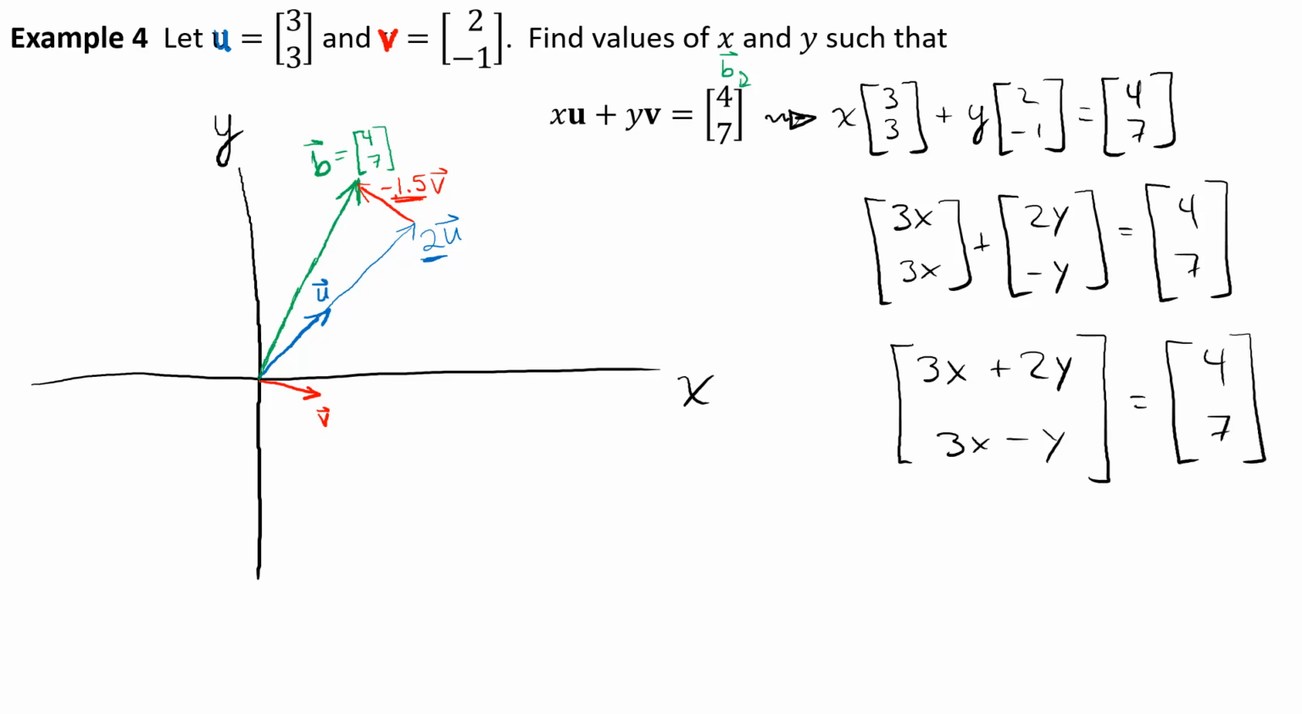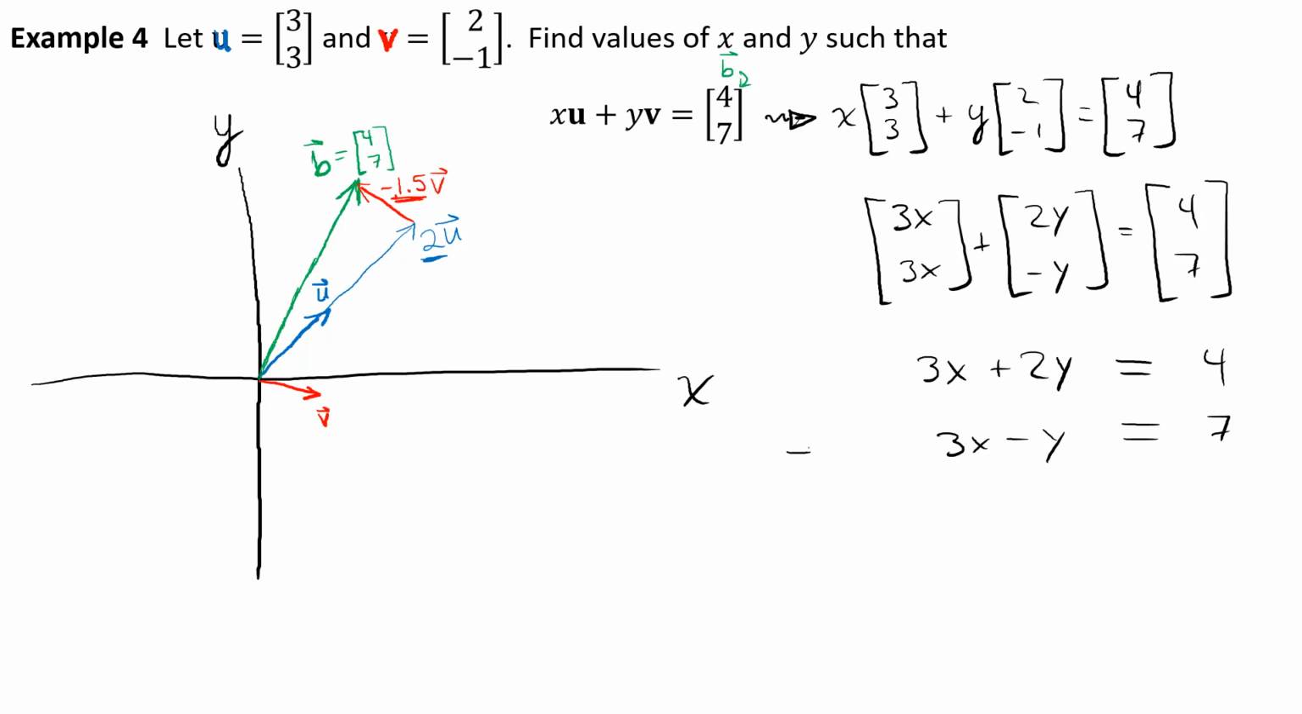Well, a convenient thing about vectors is if you have an equation involving vectors, then that means you have a system of equations in their components. So the only way for this to be true is if 3x plus 2y equals 4 and 3x minus y equals 7. So this is a system of equations, which we can quickly solve for x and y. Let's do that real quick together.